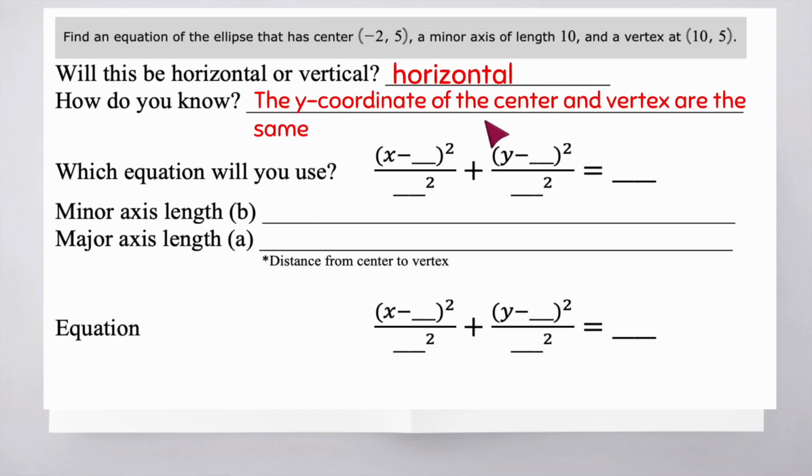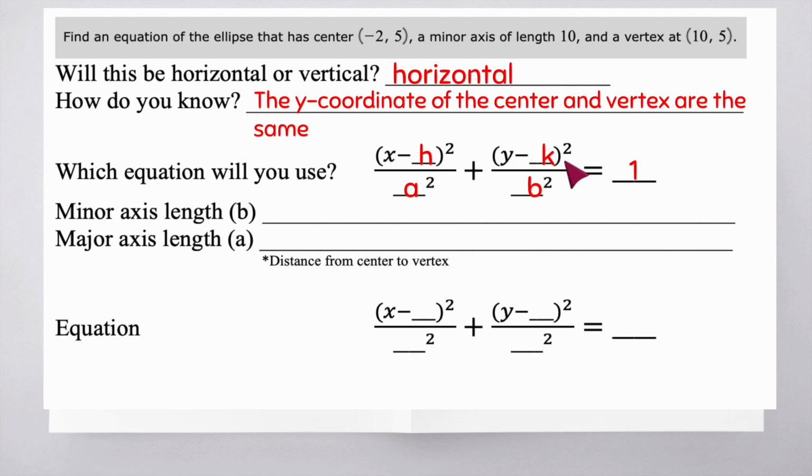You can see the y-coordinate of the center and the vertex are the same, so they're at the same level on the y-axis. I'm just moving right and left, going from -2 to 10 on the x-coordinates. If it were the x-coordinates that matched and the y's that were changing, that would tell me it would be vertical. Okay, so which equation will I use?